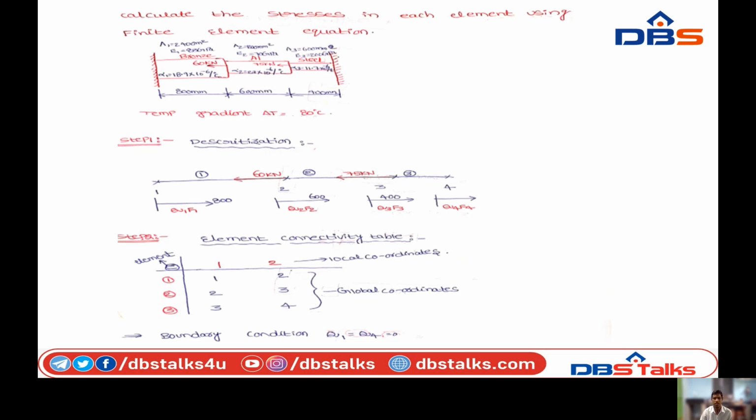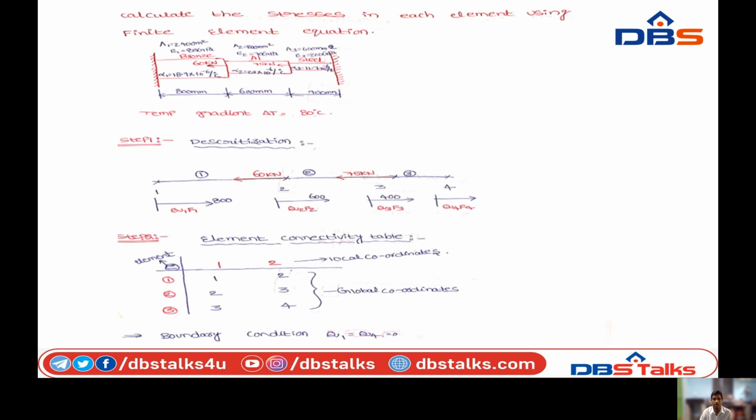In the discretization process, we include all loads, that means point load, traction load, surface loads, etc. Here I am denoting Q1 F1, Q2 F2, Q3 F3, Q4 F4. Q1, Q2, Q3, Q4 are the unknown nodal displacements. F1, F2, F3, F4 are the force vectors. Here 800, 600, and the third one is 400. This is not 900, it is 400 mm. These are the lengths for the three elements.